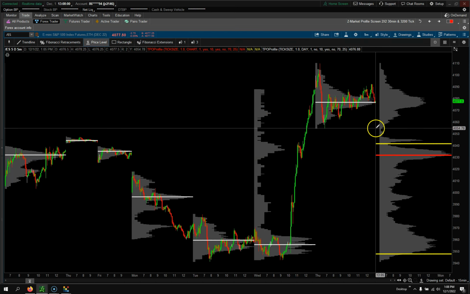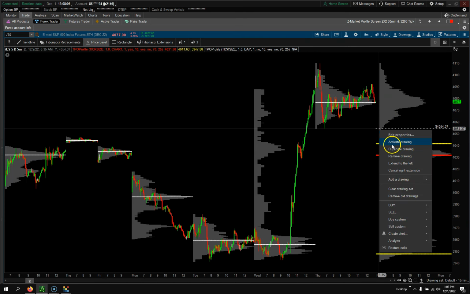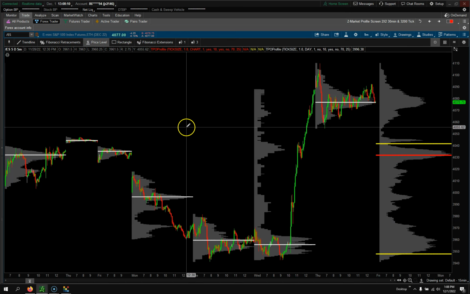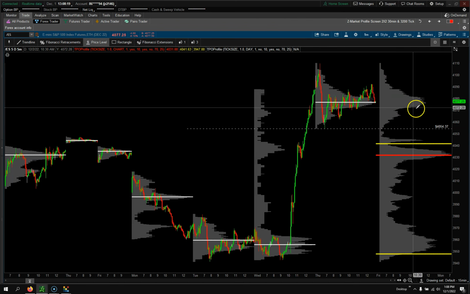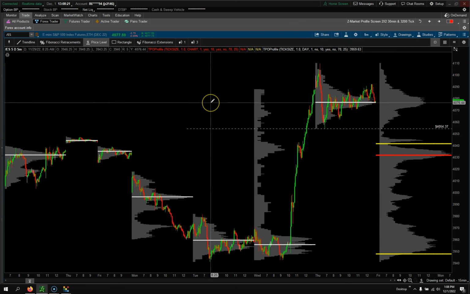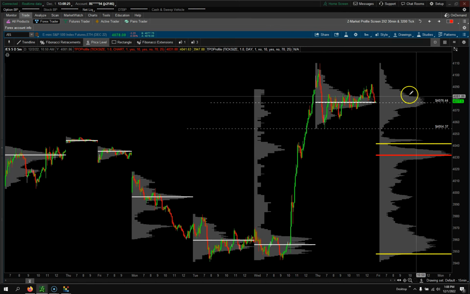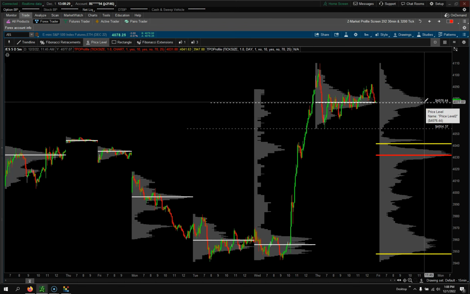Where is our low volume node? Right here. Okay, so let's redo this, and let's put the low volume node right here, right? This is where the lowest volume from this entire move down then starts to get wide. Where is our regular volume profile? Right here, right? Sorry, high volume node right here.